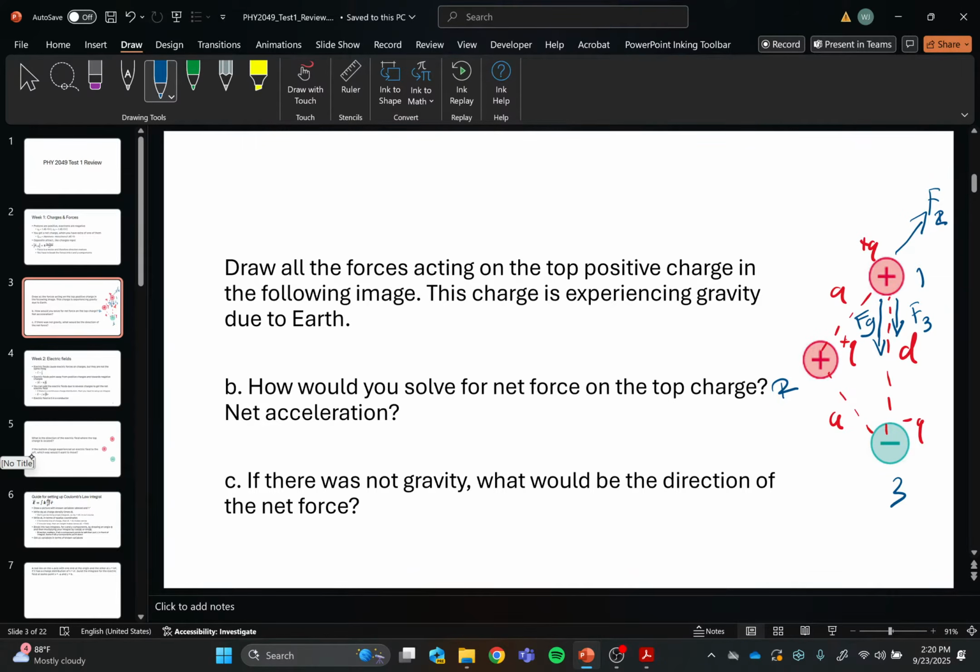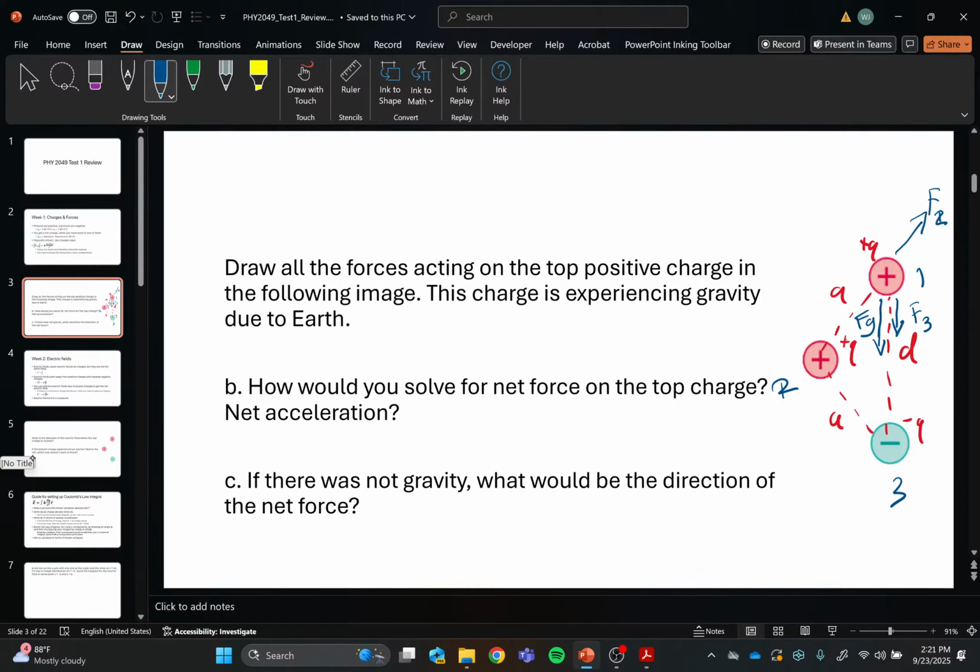Now, one caveat to all this is the force of gravity. We have no clue how big the force of gravity should be in this problem. That's why part C says, if there wasn't gravity, what would be the direction of the net force? You couldn't actually get that answer correct because I don't give you nearly enough information to figure it out. You'd have to know the mass to know whether that force of gravity is a big arrow or a small arrow, because it's a completely different force that is independent of this electric force. So that's just a little caveat to this whole thing.